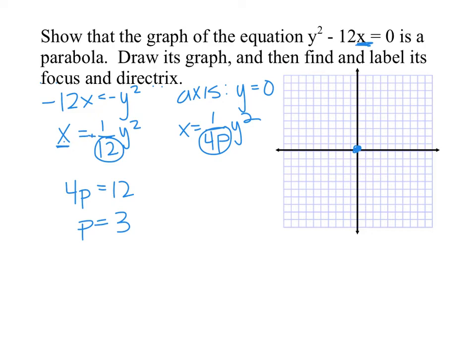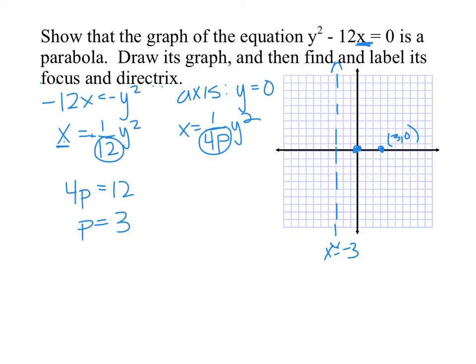So if our vertex is at 0, 0, we know it's opening to the right because it's x equals positive 1/12 y squared. Since it's opening that direction, focus is going to be to the right, 3. So your focus is at the point 3, 0. And then your directrix is going to be 3 to the left in the opposite direction. So then your directrix is the equation x equals negative 3.